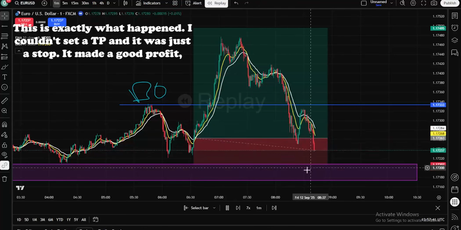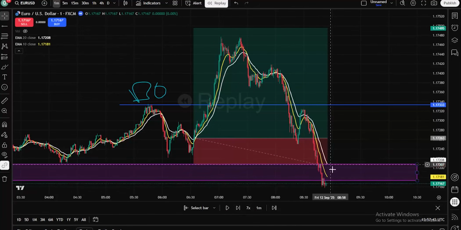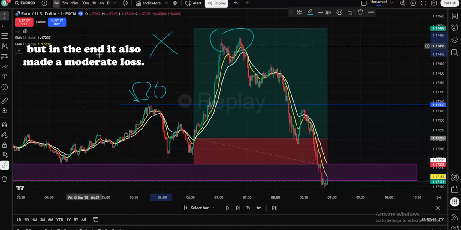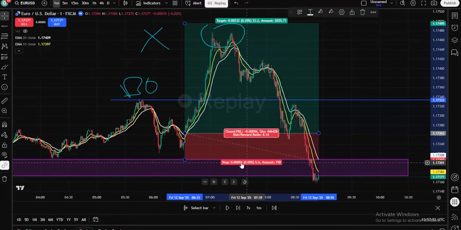After that loss, I took a deep breath and decided to follow my rules more seriously. I said to myself, from now on, if the price action doesn't confirm, even if the EMAs dance together, I won't enter.